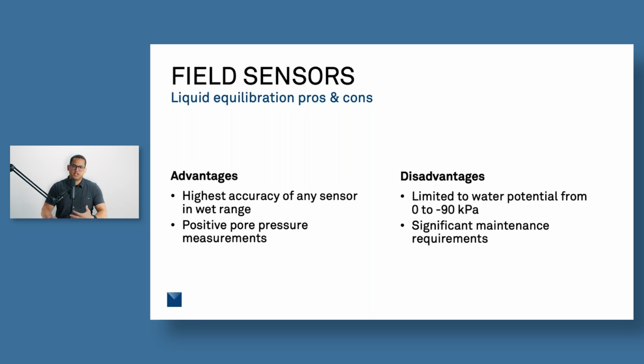So these are things to understand when you're looking at field sensors. Understand these limitations and try to choose a sensor that's going to best work for your application. If you need the accuracy in the wet range, tensiometers are what you're going to want to go with. If you need the range capabilities and lower maintenance requirements, the solid matrix sensors are typically a better way to go.